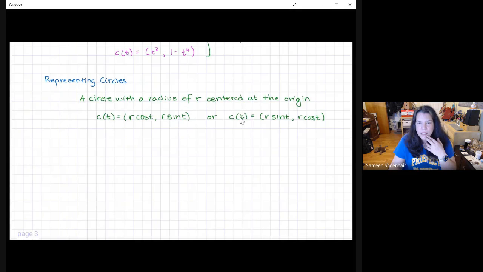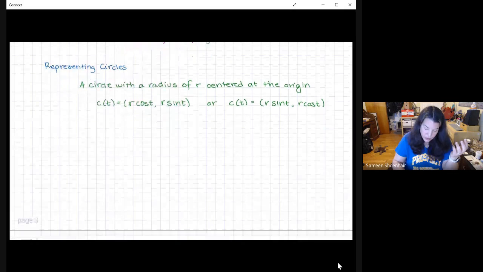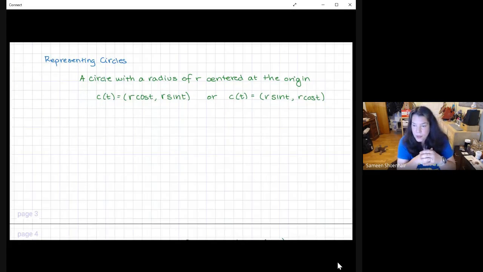Does anybody have a guess if there is a difference between these two, and if there is, what the difference would be? Or maybe there's no difference. Maybe they actually describe the exact same parametric curve. Anybody have an idea? If we had more time, this is where I would let you investigate it and try to figure it out. But let's go ahead and figure it out together.